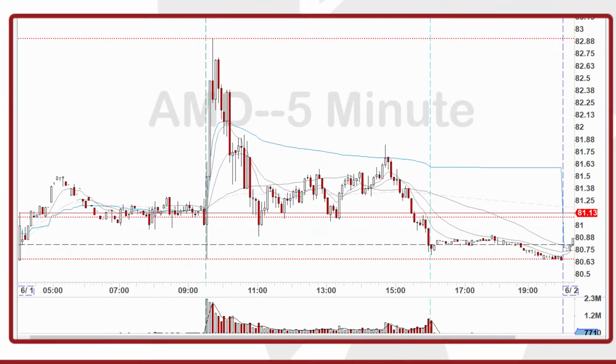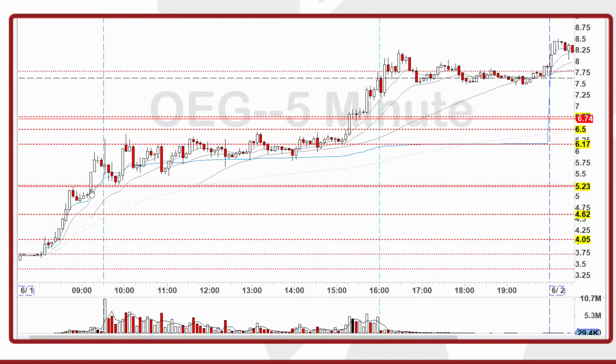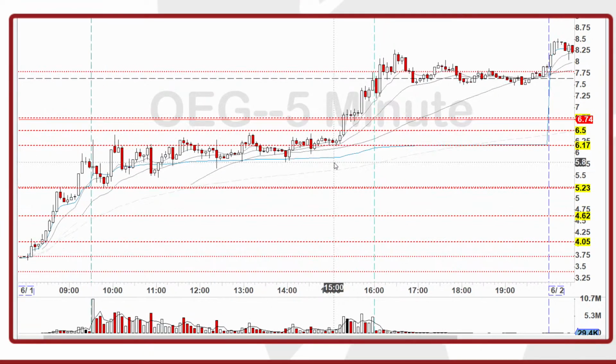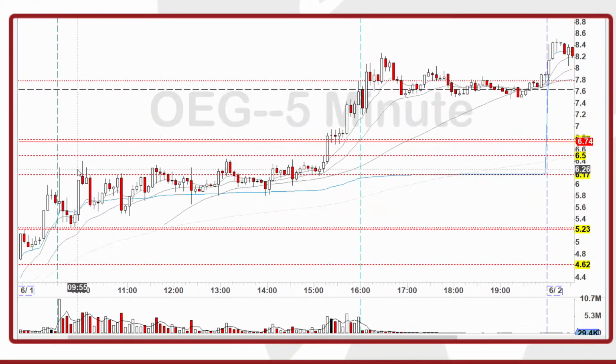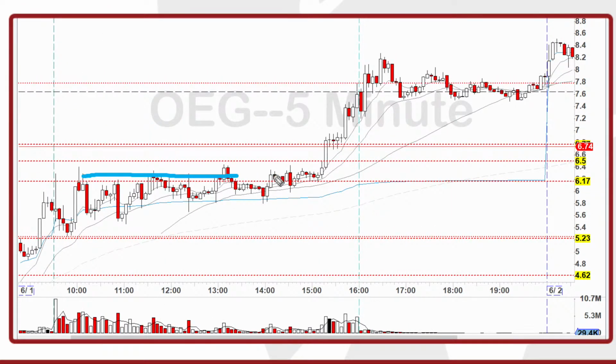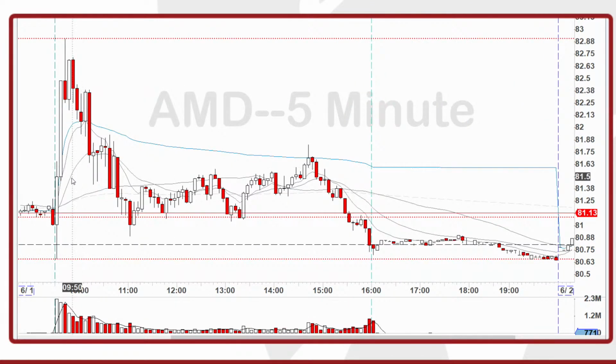OEG, let's get here. OEG. This one had again great pre-market action, then just choppy the entire day, guys. Very similar to AMD, where it struggled to get above a certain price level right on here, and then eventually broke out nicely here towards the end of the day, around 3 o'clock or so. But again, really struggled against this level here. So interesting there.